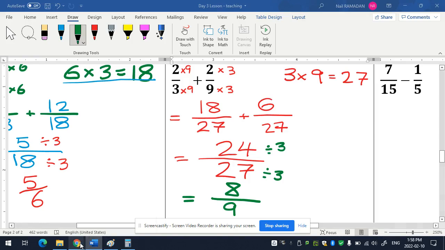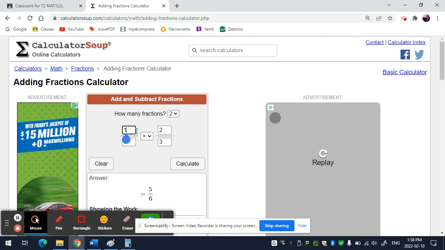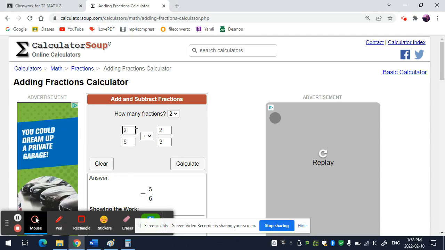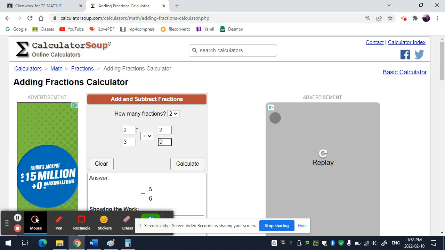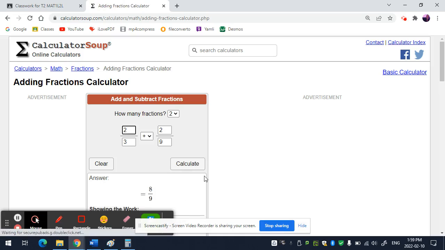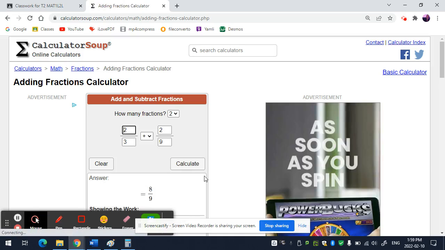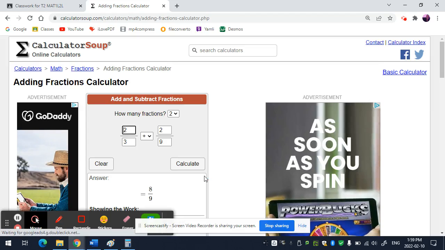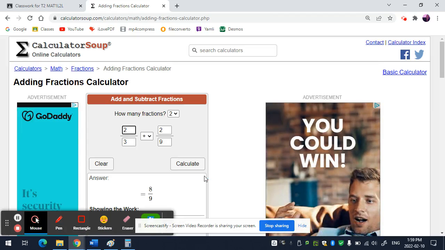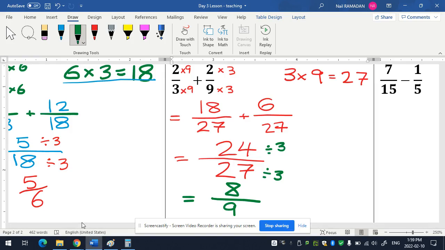We have 2/3 and 2/9. All right, 2/3 and 2/9. Calculate. We should get 8/9. By the way, everyone listen up. You see how powerful this website is? It doesn't give you this answer first and then simplify it for you. It goes straight to the what? To the final answer, to the most simplified one.